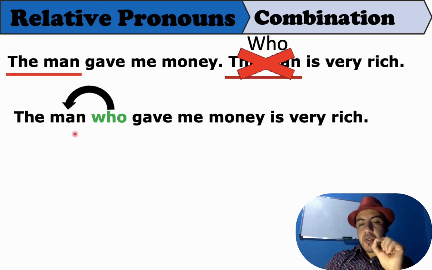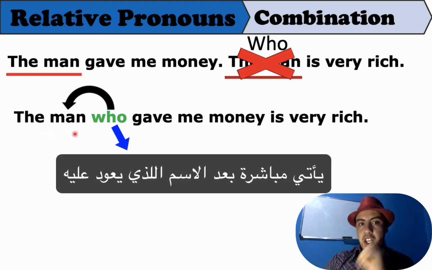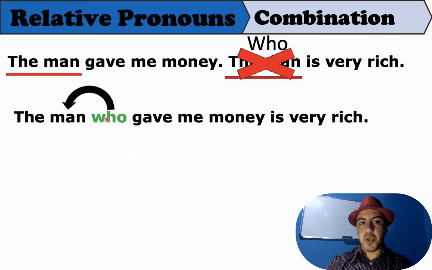So please, what I want you to do right now is to remember this one. The relative pronoun is always after the thing that it refers to. For example, who: what does who refer to? Good, it refers to the man. So who should be after the man. It is not correct to say, for example, the man gave me money who is rich. It is not correct, because the relative pronoun should be after the thing that it refers to.